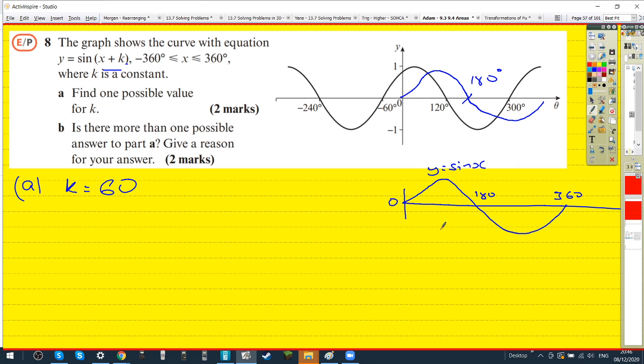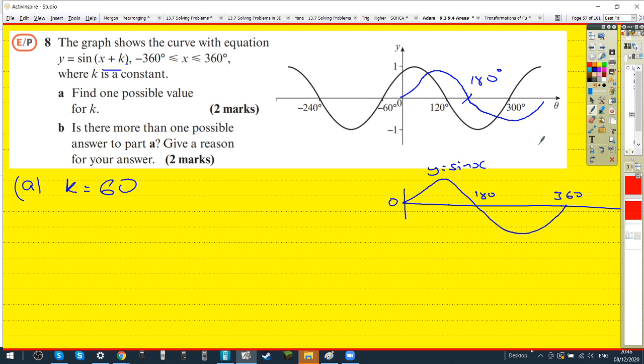Can there be one more? Because if the graph was a reflection in the x-axis, could you use minus 60? Let's see. Minus 60 would move it 60 to the right. And so the one that's at 0, if it moved 60 to the right, then this would be 60. There'll be that plus 60, that plus 60. And so that wouldn't go through 120. So there is no possible answer.